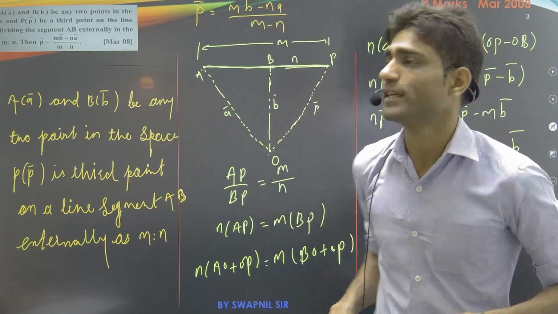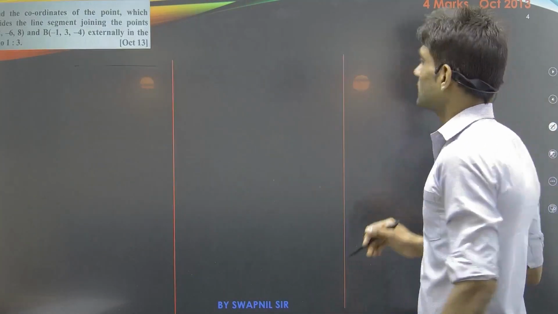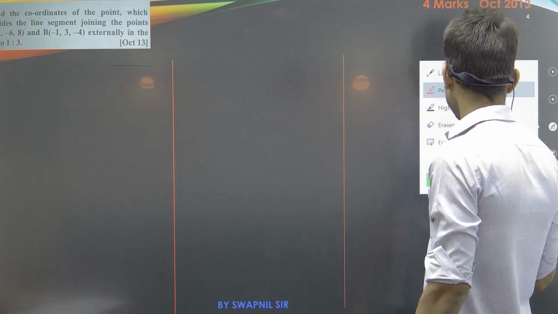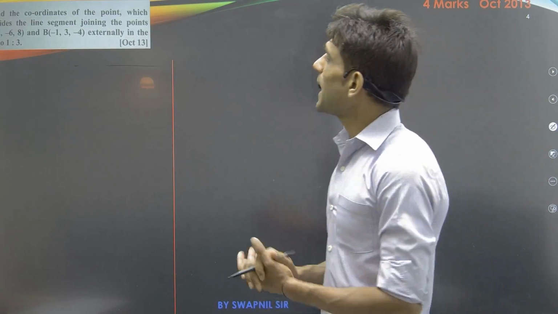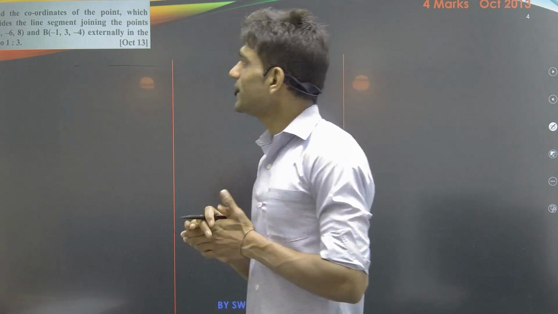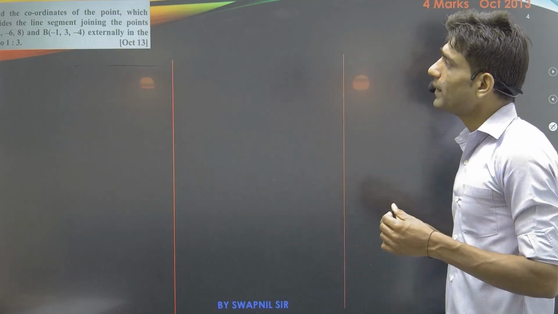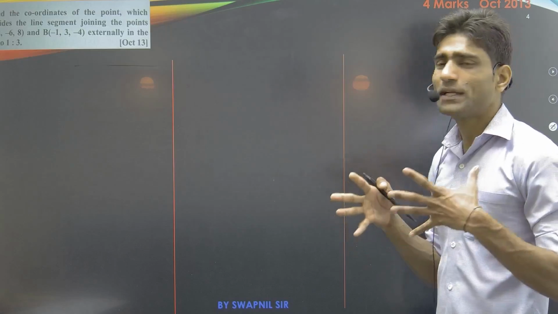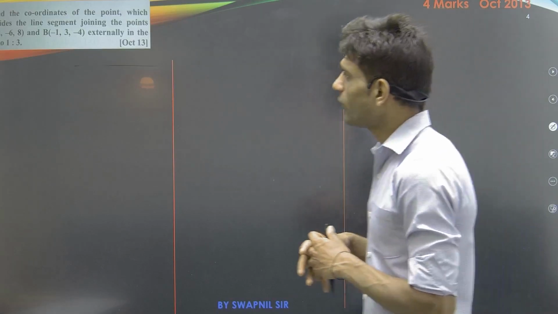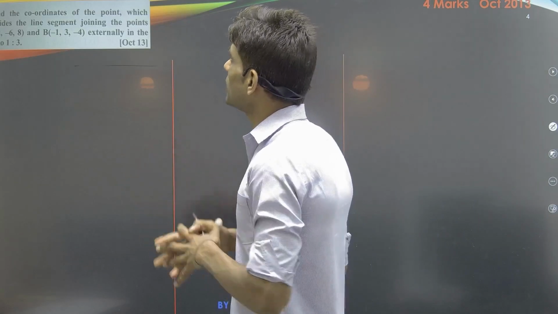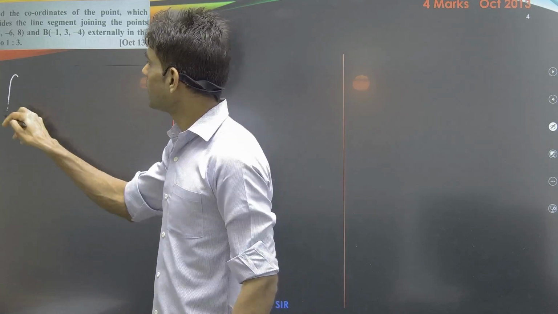Now let's move on to the next question. In our next question, we are given: find the coordinates of the point which divides the line segment joining the points A and B externally in the ratio 1:3. So we have to find the coordinates of the point.